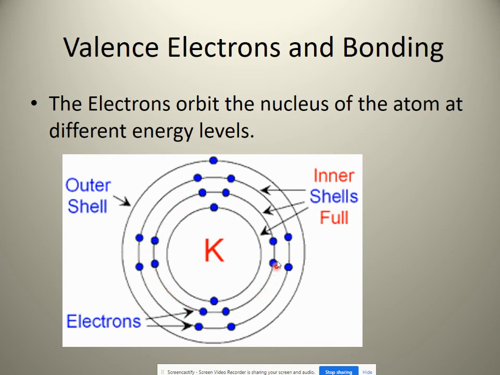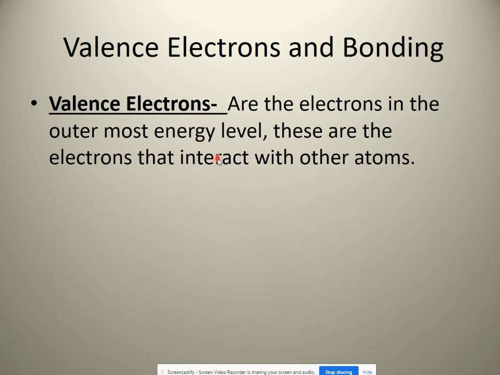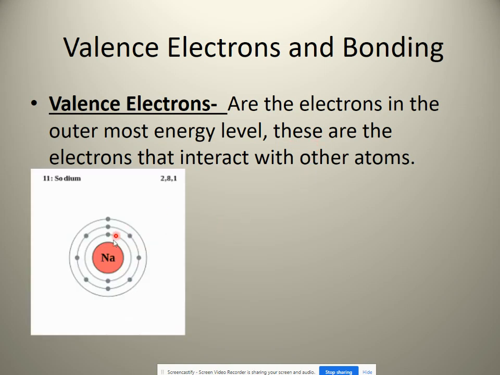That energy level can actually hold up to 8 electrons. Then we go to the third energy level, and it can hold up to 8 electrons, and so on. So we'll go over how that works, and I'll give you guys some rules. And then valence electrons are going to be our last one. Valence electrons are the electrons in the outermost energy level. So these are going to be the electrons that interact with other atoms.